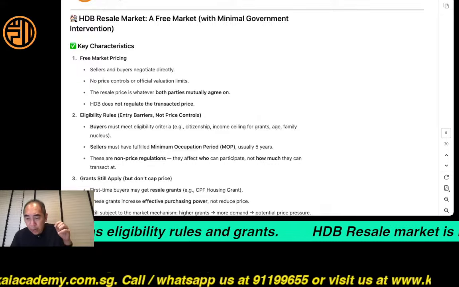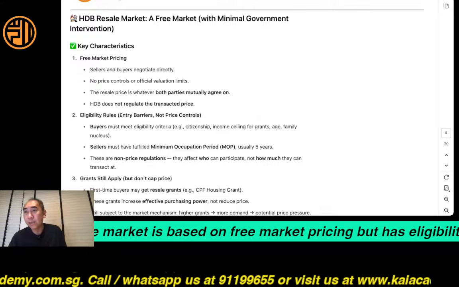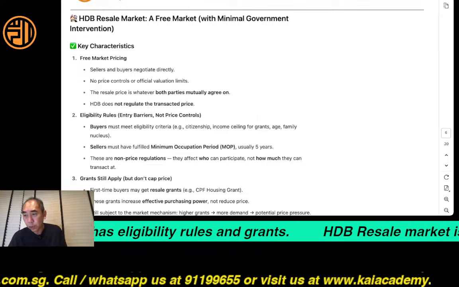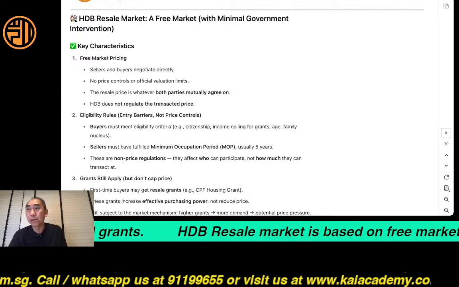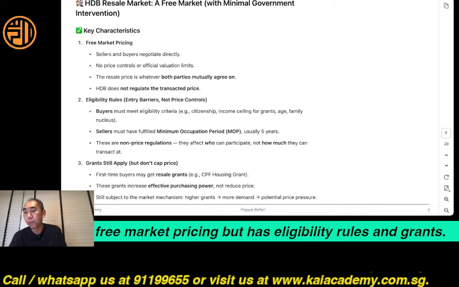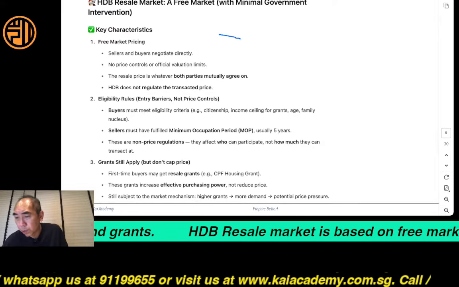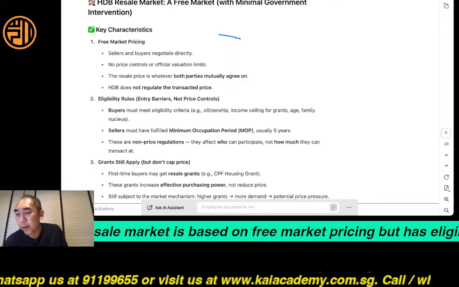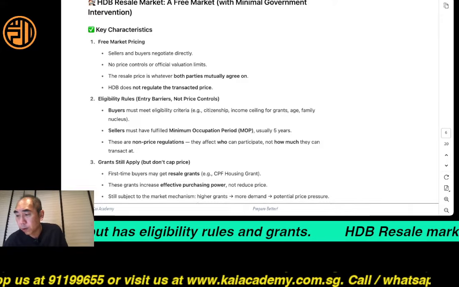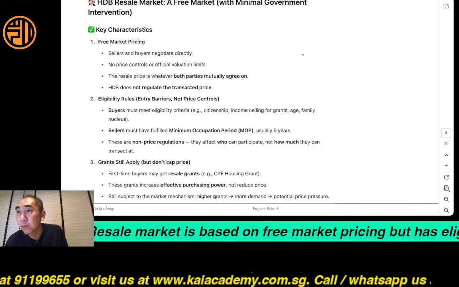Second, there is also subsidies. There are also grants for what we call first-time buyers, who get to buy resale flat at a cheaper price. So there is intervention, just that the prices of the resale HDB flat, right, are not controlled by HDB. They are simply controlled by market forces. Alright, so this is the resale HDB market.